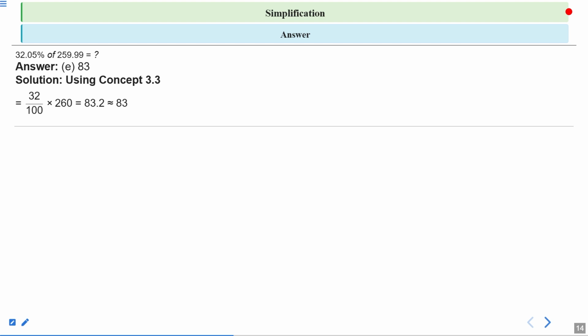We can choose the numbers as approximate values. So 32.05 we can take as 32, and 259.99 we can take as 260. So we can write it as 32 upon 100 multiplying by 260. When we simplify it, we get 83.2, or in approximate value, 83. So E is the correct answer. Next one.